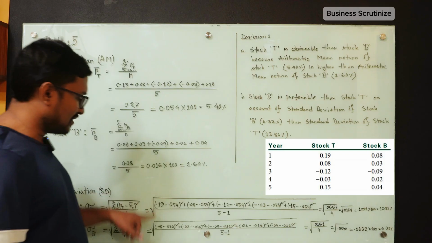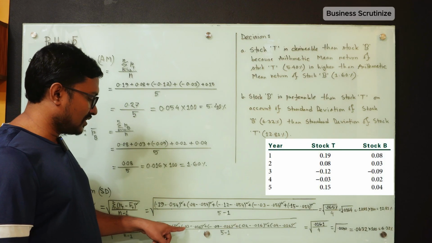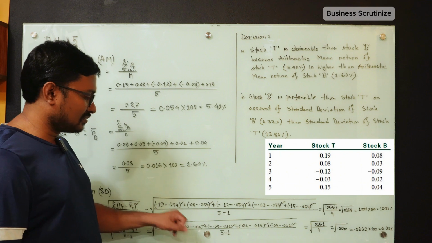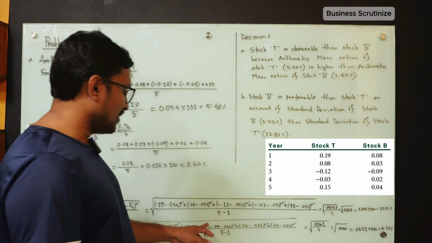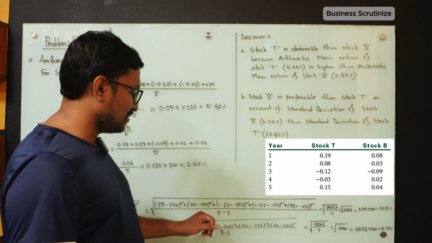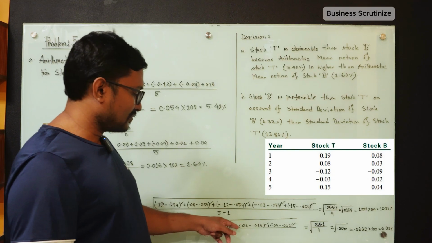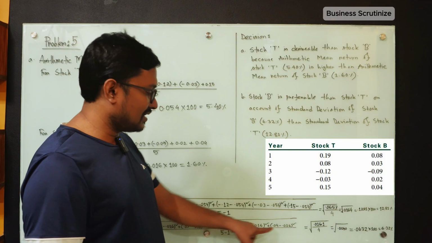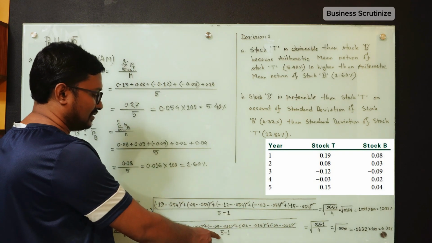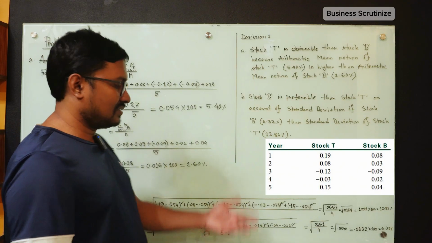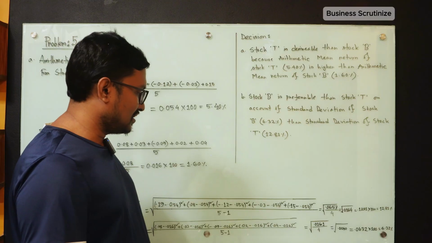So we write 0.08 minus 0.016 whole square, plus the next year 0.03 minus 0.016 whole square, plus the third year, minus 0.09 minus 0.016 whole square, and in this way we input the fourth and fifth years' data. Then we divide by 5 minus 1, and we use our calculator to compute the numerator value.